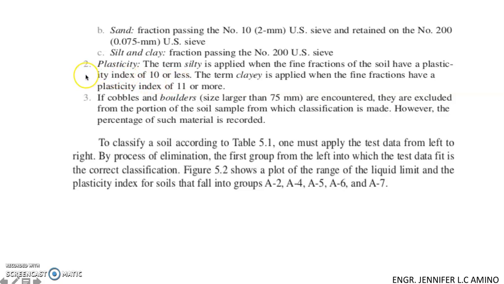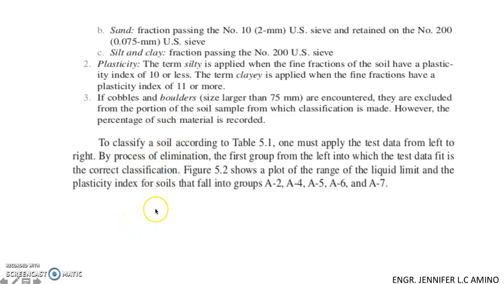Then of course you have to identify plasticity. The term silt is applied when the fine fractions of the soil have a plasticity index of 10 or less. The term clay is applied when the fine fractions have a plasticity index of 11 or more. Of course, you also have to identify if there is a presence of boulders encountered in the soil sample itself.